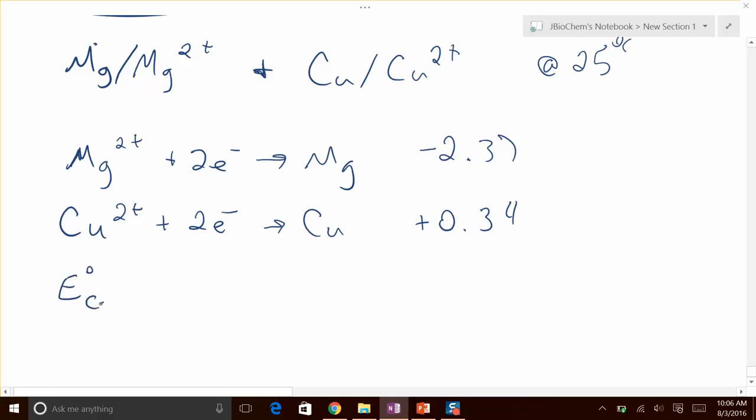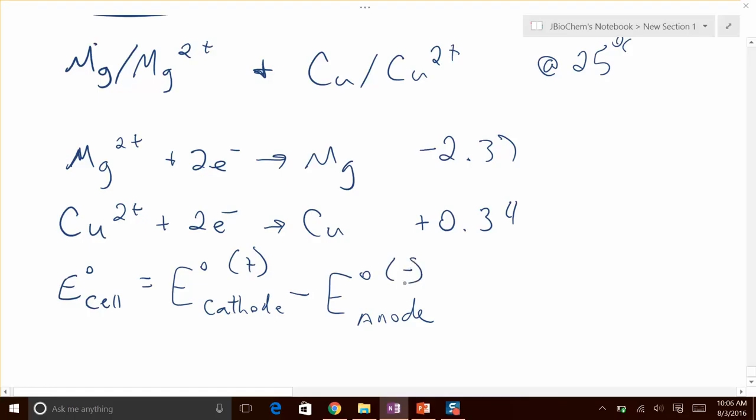So plus 0.34, right? 0.34? Okay. So I want to do E of the cell. E naught of the cell is equal to E naught of the cathode minus E naught of the anode.